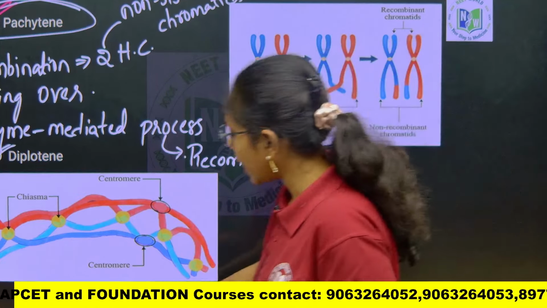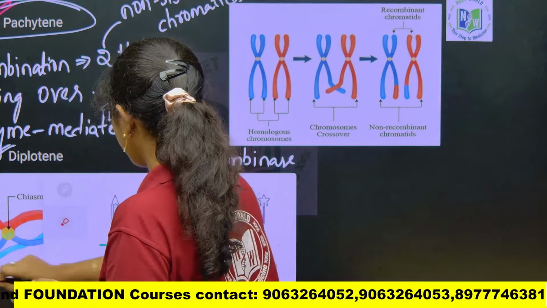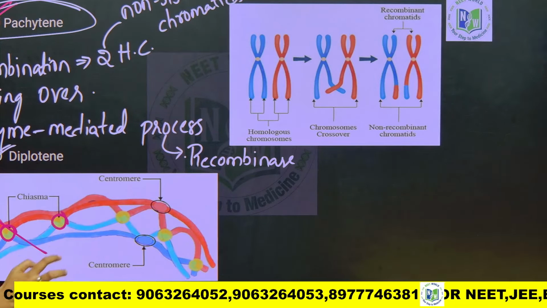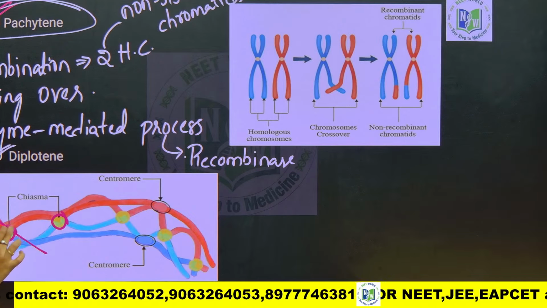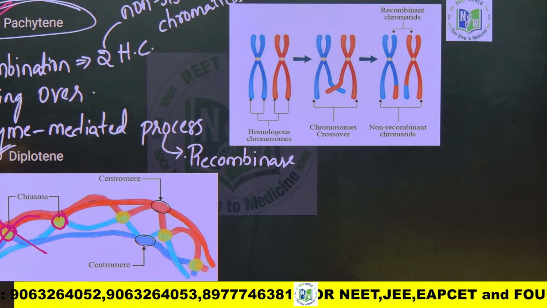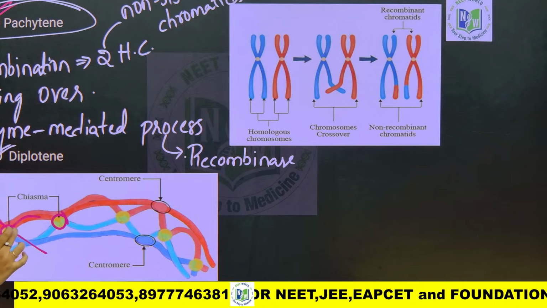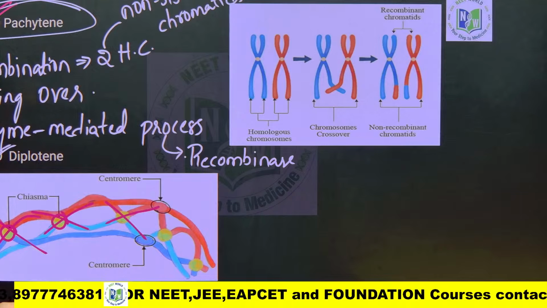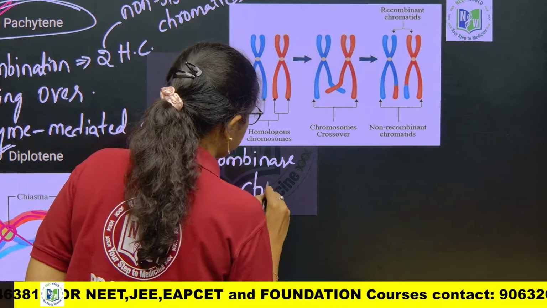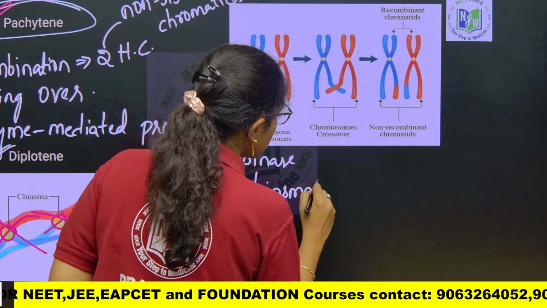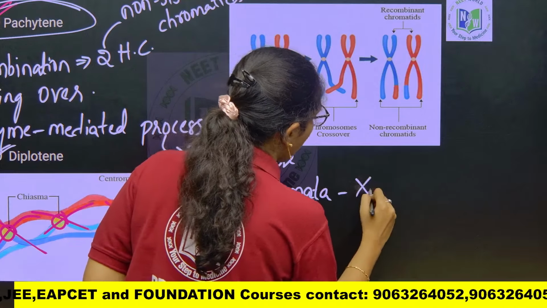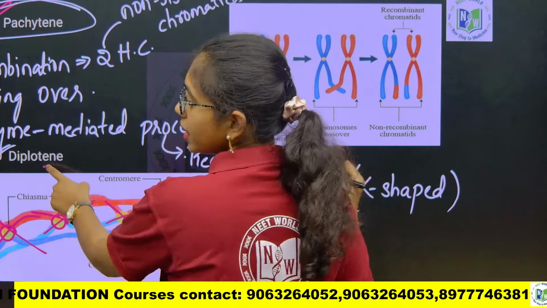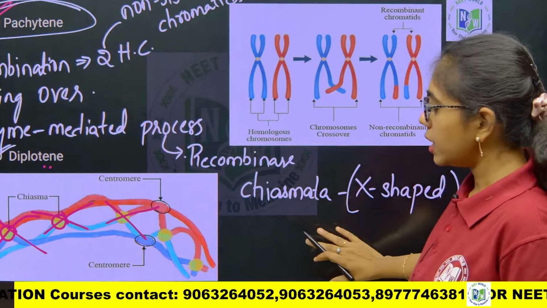Can you see the X-shaped structures clearly here? This is the crossing over point. Apart from that crossing over point, the rest of the chromosomes will come apart from each other, which gives rise to X-shaped structures. These X-shaped structures are called chiasmata. Chiasmata, or X-shaped structures, you will observe in the diplotene phase. This is fine?